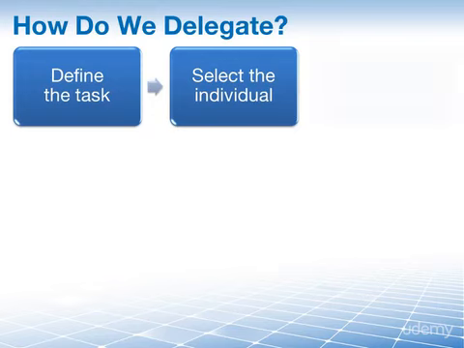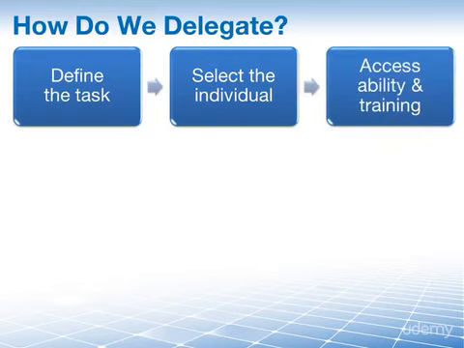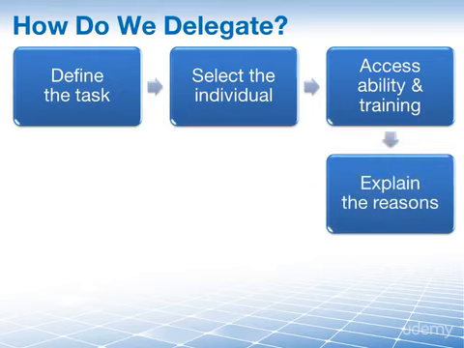Then assess ability and training needs. Is the other person or team capable of doing the task? Do they understand what needs to be done? If not, you can't delegate it to them. Explain the reasons to them as well. You must explain why the job or responsibility is being delegated and why to that person in particular. What is its importance and relevance?